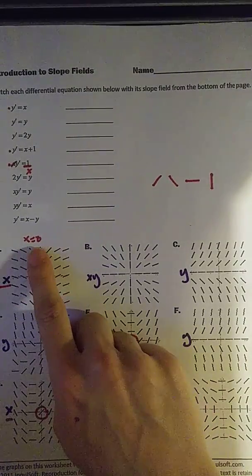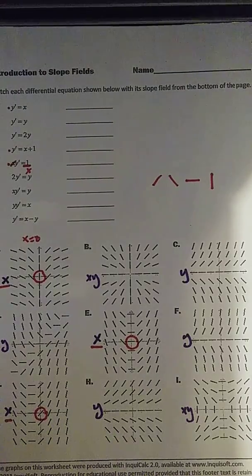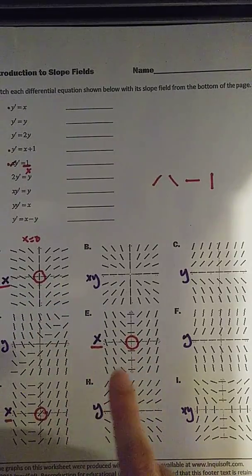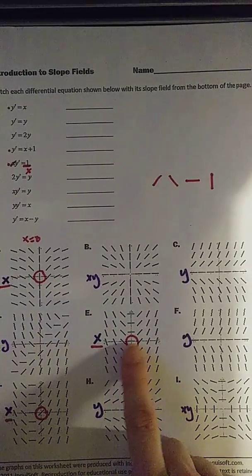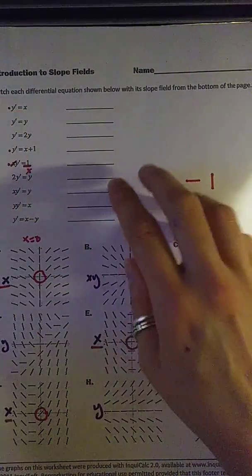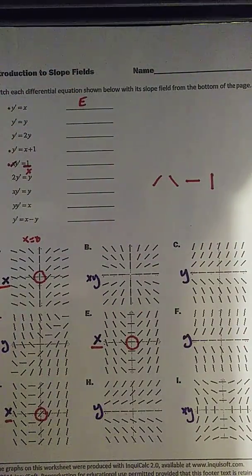So if I plug x equals 0 into my first equation, y prime equals x, so y prime equals 0. So my slope equals 0. Which of these three functions has a 0 slope? That one right there. This, where the slope was straight across, that's a 0 slope. So that must be this differential equation. So I know that this is equation, slope field E.